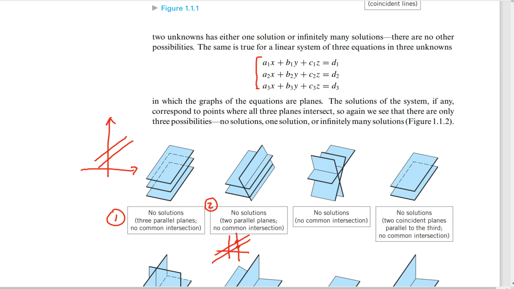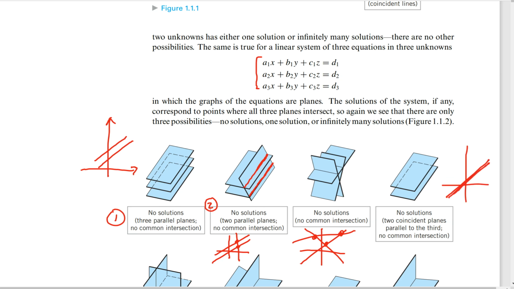You've got points that are part of, let's say, the first and the second plane, or the first and the third, but not all three at the same time. So no solutions here. Here, you'd have lines like that. So you have intersection points, but none of them actually belongs to all three lines. Same thing here. You have planes that are intersecting, but no common intersection point. So no solution.